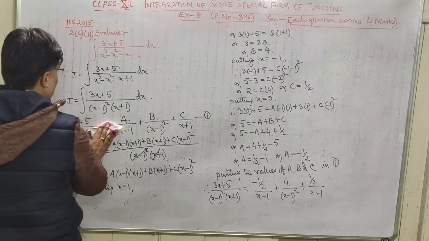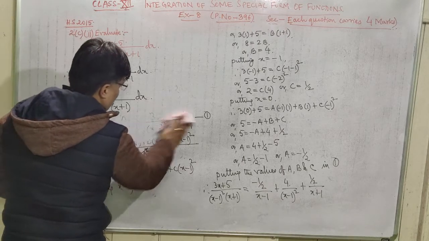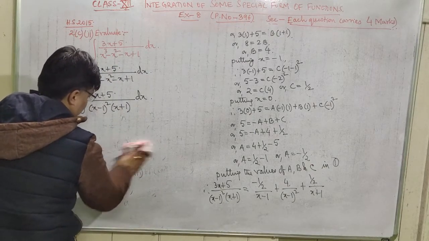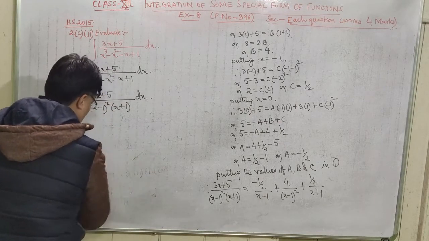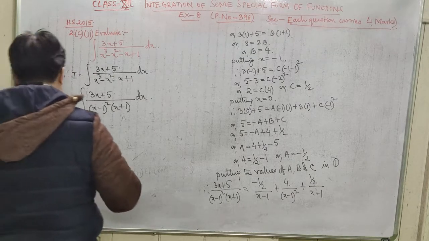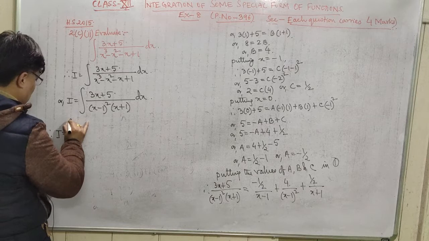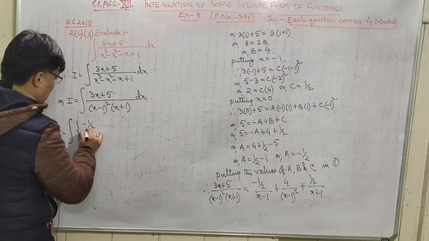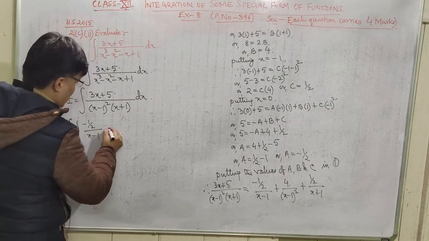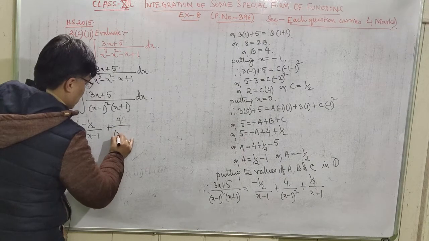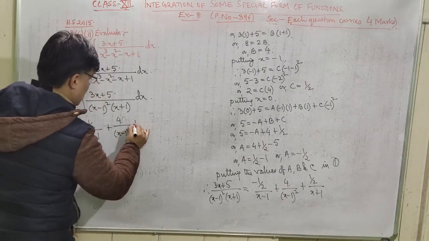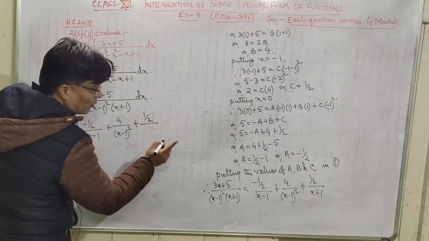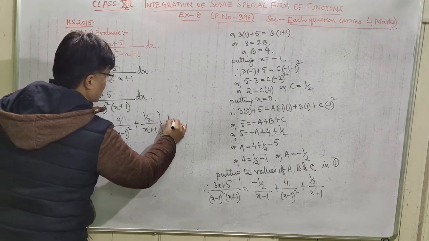So I is equal to, let us write here, therefore I is equal to integration of, within second bracket, let us put the value of this fraction in terms of partial fraction: minus half divided by x minus 1, plus 4 upon x minus 1 whole square, plus half divided by x plus 1. Second bracket is closed, then dx.